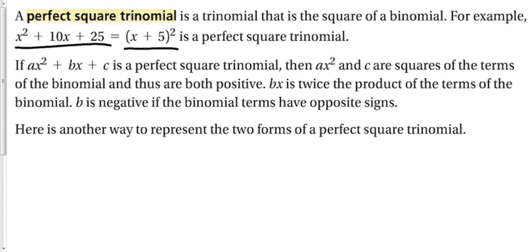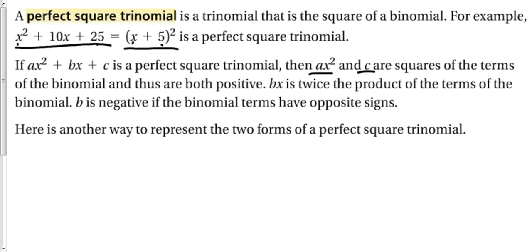Notice that in order to tell this, ax squared and c are squares of the terms of the binomial. Like x, if I square that, I get x squared. 5, if I square that, I get 25. They both have to be positive no matter what. That's the way a perfect square trinomial works because you're squaring x and you're squaring 5.